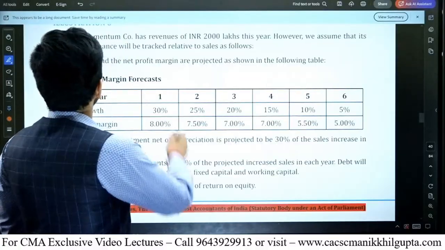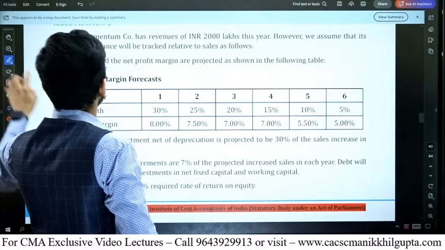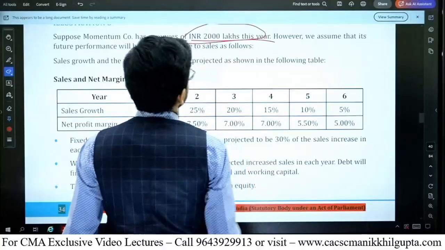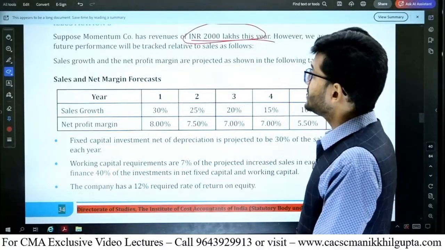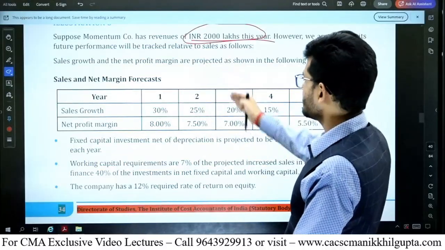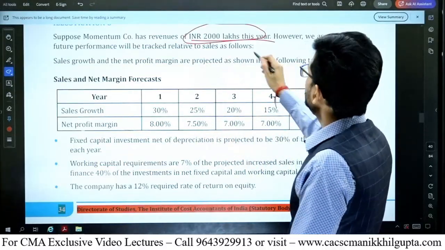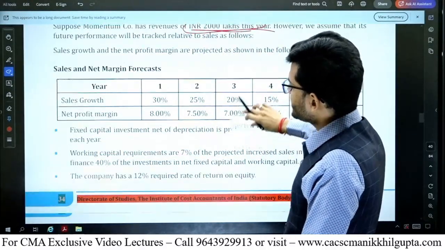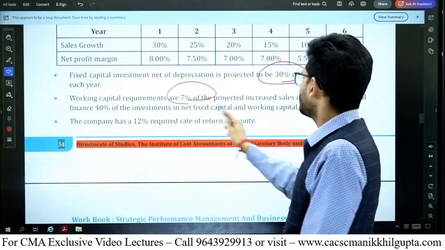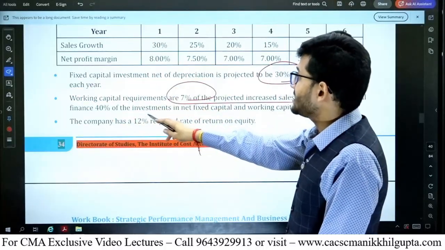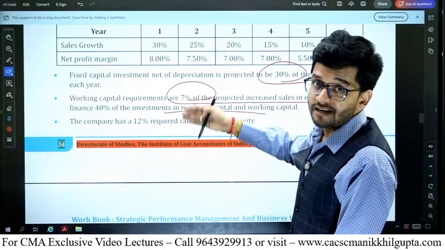In this particular question, suppose Momentum Company has a revenue of 2000 lakhs this year. However, we assume that future performance will be tracked relative to sales as follows: sales growth and net profit margin. Sales growth rate is given to you and net profit margin is given to you. Current year's revenue is given to you. Fixed capital investment net of depreciation is 30% of the sales increase. Working capital is 7% of the projected increase. Debt finance will be 40% of the investment in fixed and working capital.